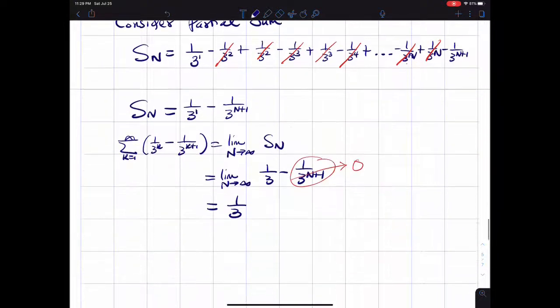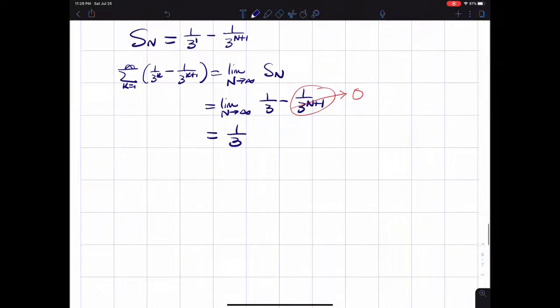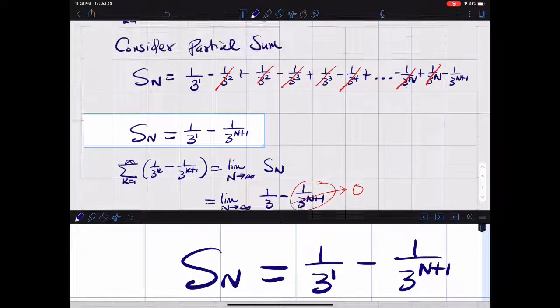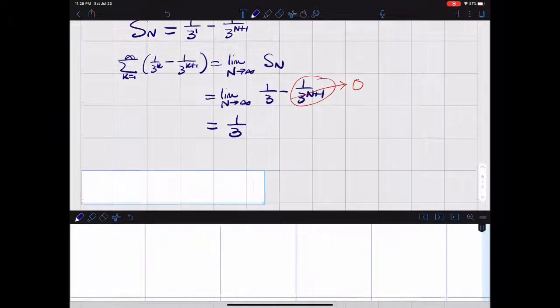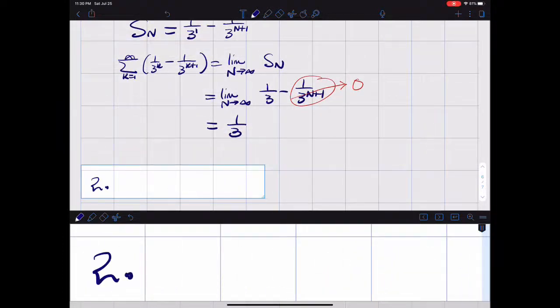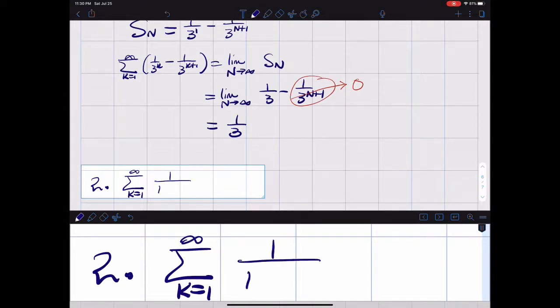All right. So we're going to try another example. I want you to try this example, and then I'm going to give you a hint. This is example 2. How about the summation, k from 1 to infinity of 1 over k times k plus 1.